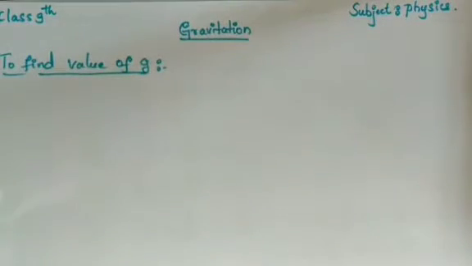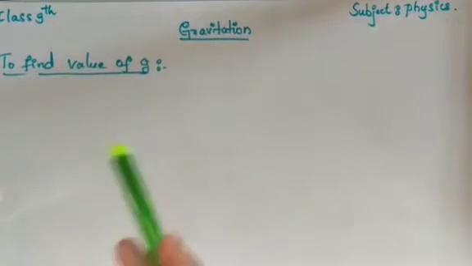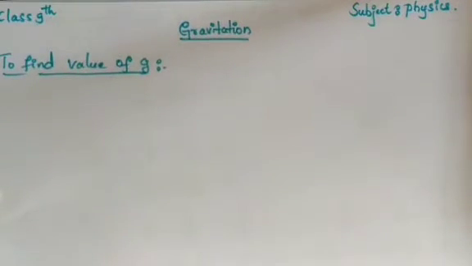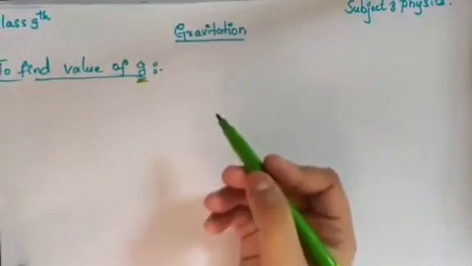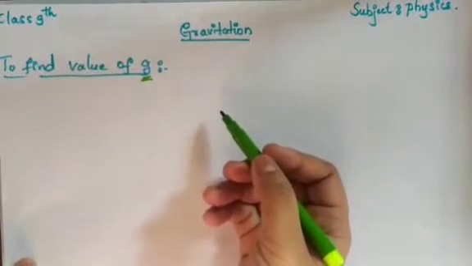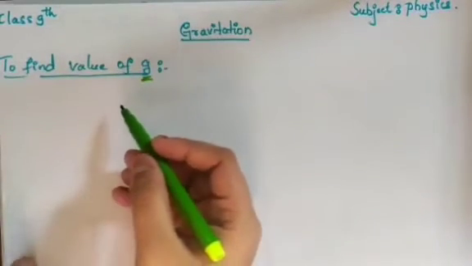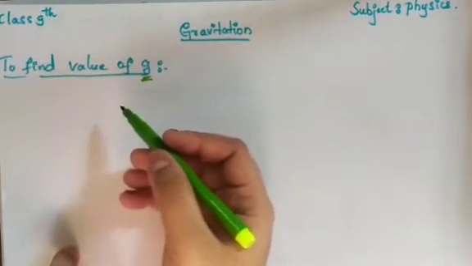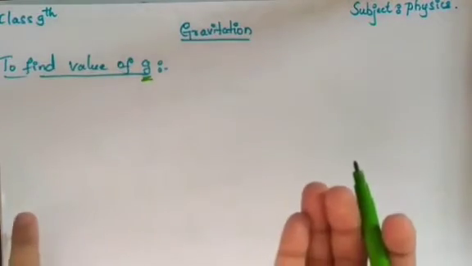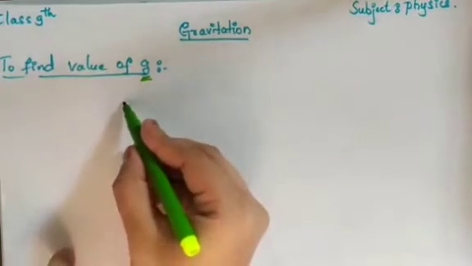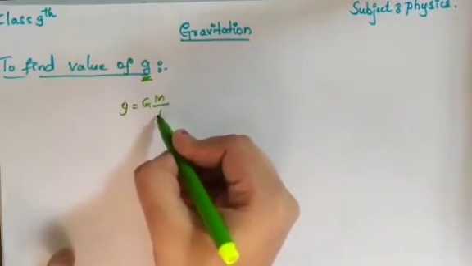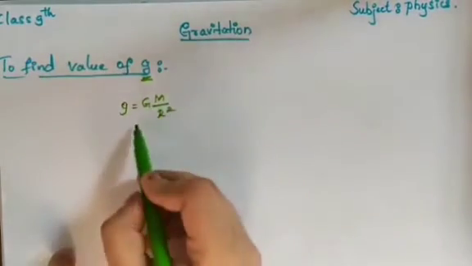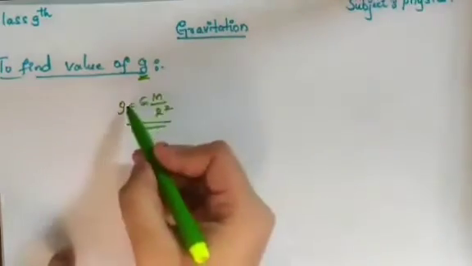Hello students. Today, under the gravitation chapter, we are going to find out the value of g. What is this g? G is acceleration due to gravity. In the free fall of an object, we have known that the small g is called the acceleration due to gravity. By Newton's second law of motion and the universal law of gravitation, we have derived the formula for g, that is g equals GM divided by r square. By using this formula we are going to find the value of g.